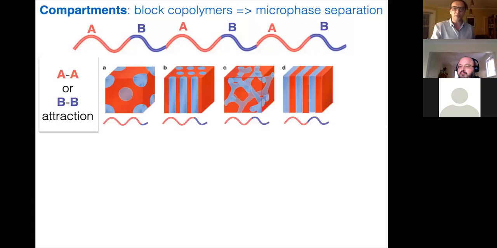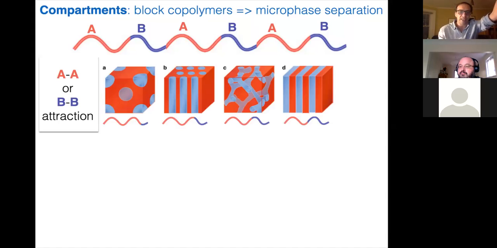The difference between microphase separation and phase separation is that the sizes of phases depend on the lengths of these blocks. So if B blocks were very short, they would form little droplets within A. The longer the B becomes, the more they would change the shape of the microphases they form.